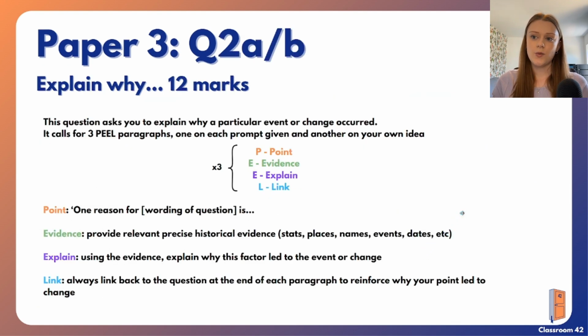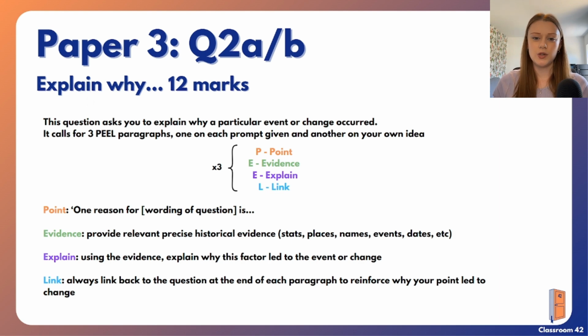Okay, so for the next question, this is question 2A/B, because you do get a choice between 2 questions for this one. As always, don't spend too long deciding which question you're going to do. Just have a quick skim of each one and then choose the topic that you feel most confident on. So this one is an explain why question that's worth 12 marks.